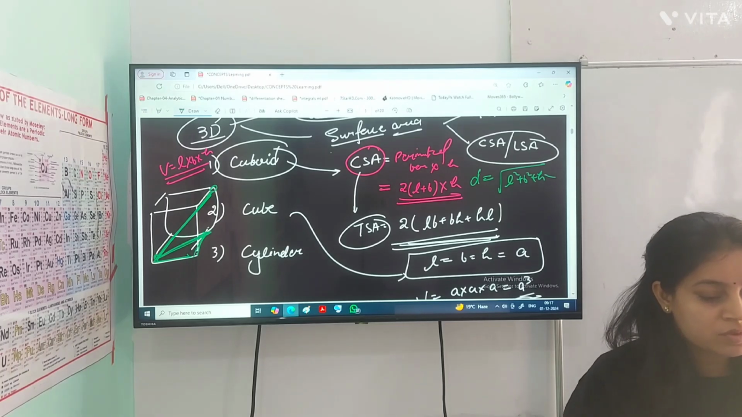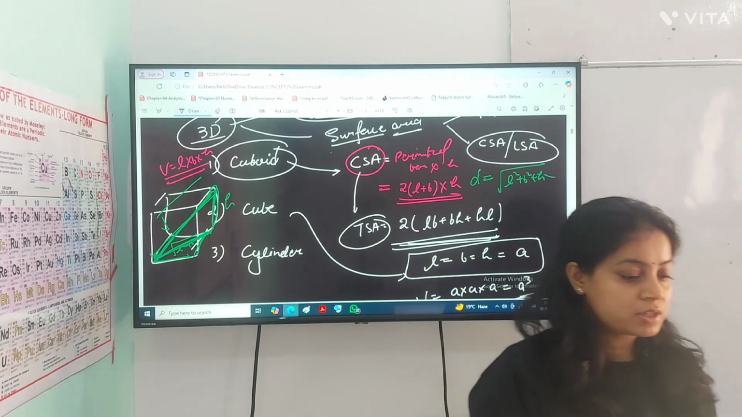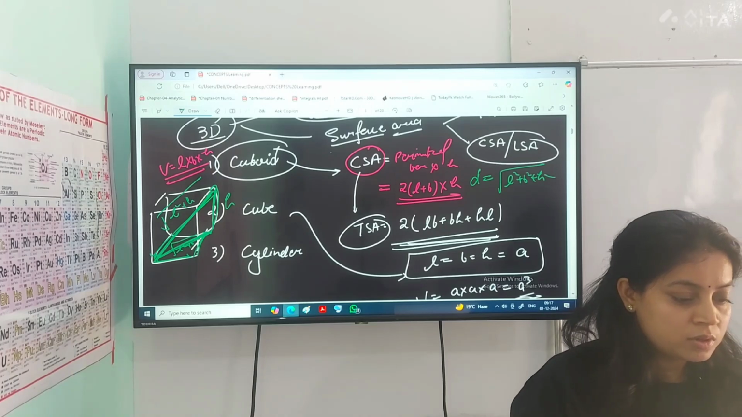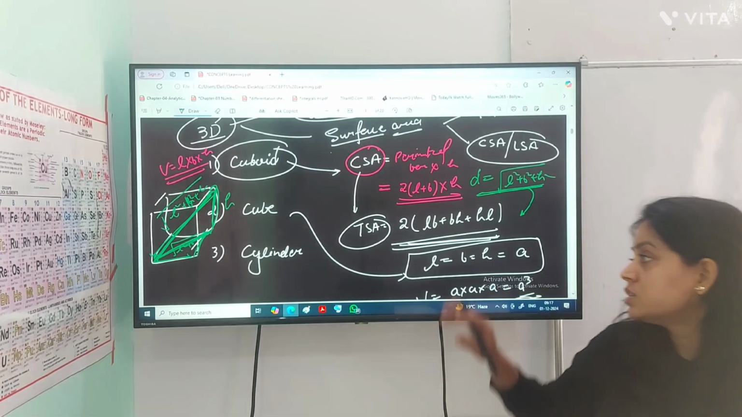Definitely it is also from the Pythagoras, because you can take the Pythagoras from here. It will be the under root of L square plus B square. After that, you are taking it as a height. Again, you are calculating this. So you will get under root of L square plus B square plus H square. So that will be the diagonal of the cuboid.